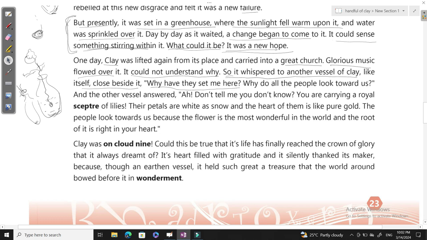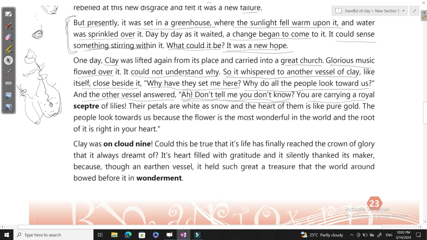Why have they set me here? Why do all the people look towards us? This clay pot is asking another pot close beside it. And the other vessel answered, the second pot is telling it, right? Aha, don't tell me you don't know. अरे, तुझे पता नहीं, मुझे मत बता, तुझे तो सब पता होना चाहिए.